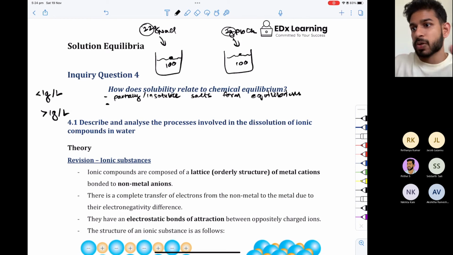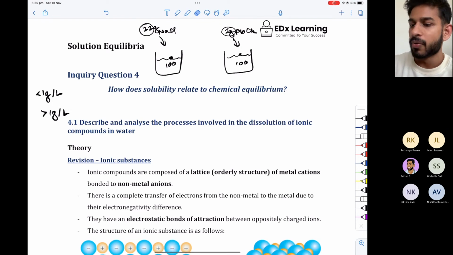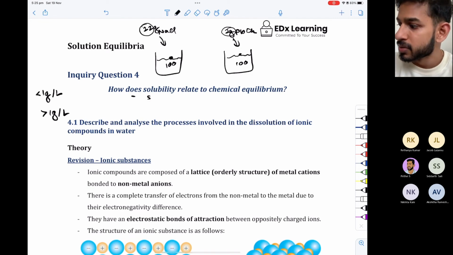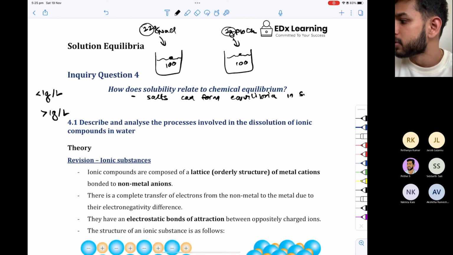Right? So even within the soluble and insoluble category, there's a huge spectrum. Okay? And I think Sid worded it perfectly, that salts form equilibria when they dissolve, right? And they most specifically form equilibria when they're right before what's called their saturation point. So you can say salts can form equilibria in solution.